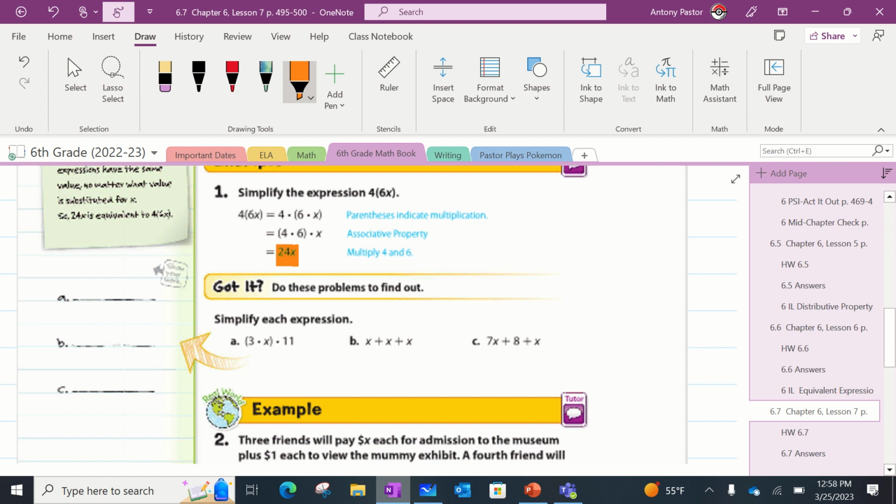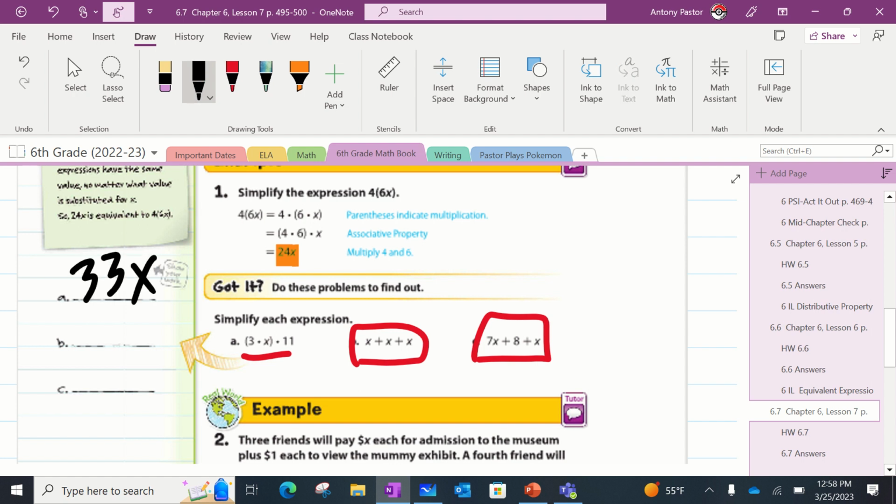Simplify each expression. So down below, again, we have all multiplication. This one's addition, and then this one's addition. Remember, the order in which we multiply or add does not matter. So 3 times x times 11, we could do 3 times 11 first, which is 33, and then multiply it by x, which is 33x. So that one would be 33x. If you want to do 3 times x, which would be 3x, then multiply by 11, it would still be 33x. These are 3 x's adding together. So we have 1, 2, 3 x, because we're adding them. We're not multiplying.